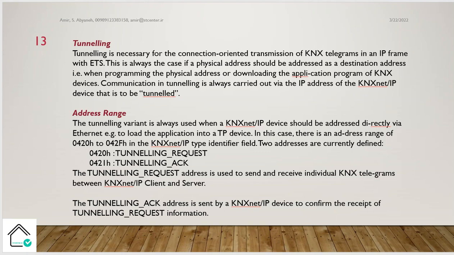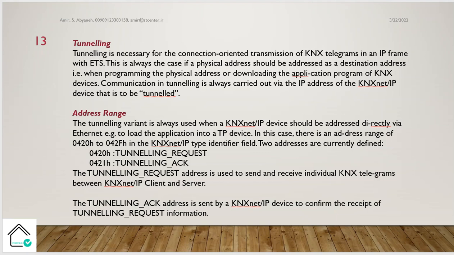Address range. The tunneling variant is always used when a KNXnet/IP device should be addressed directly via the Ethernet, for example, to load the application into a TP device. In this case, there is an address range of 0420H to 042FH in the KNXnet/IP type identifier field.